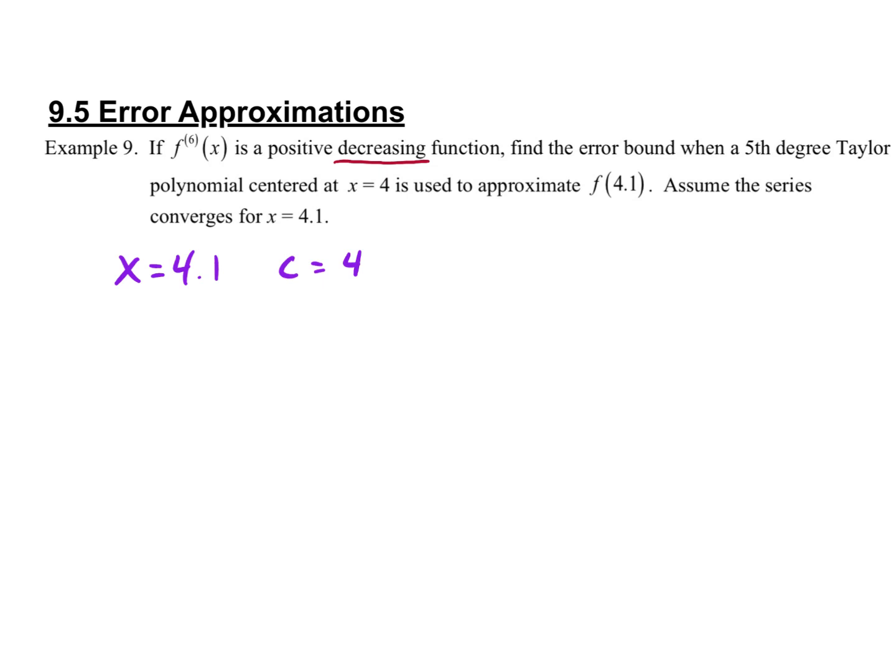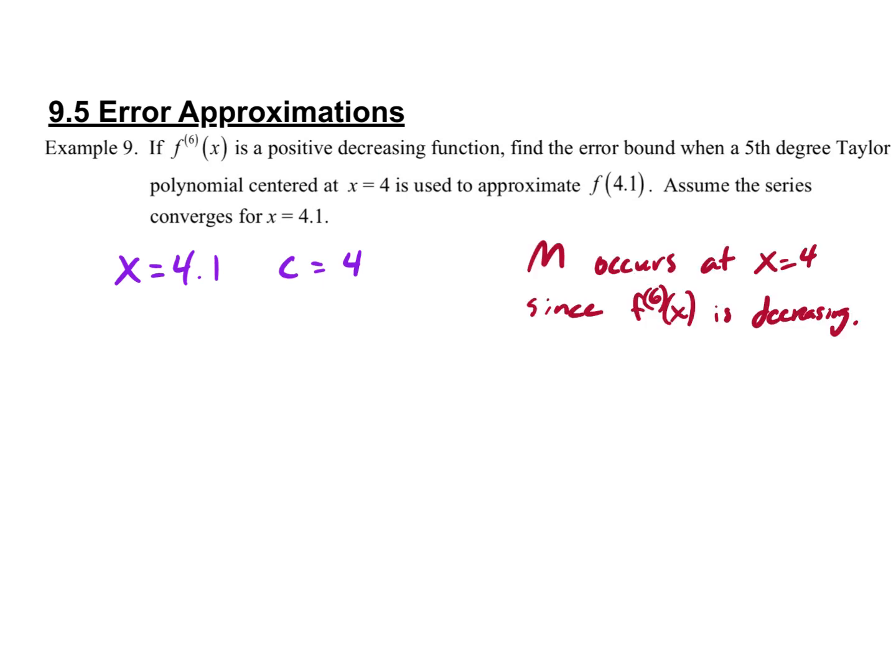Decreasing, that means as x is increasing, the derivative is decreasing. So where is the highest possible value going to occur? All right, 4 is smaller than 4.1, and as we go from 4 to 4.1 to 4.2, the derivative is going down. That decreasing is the big key there. The maximum occurs at x equals 4 because 4 is smaller than 4.1. And that's where I'm testing my endpoints.